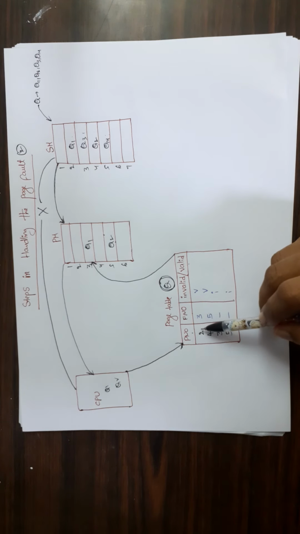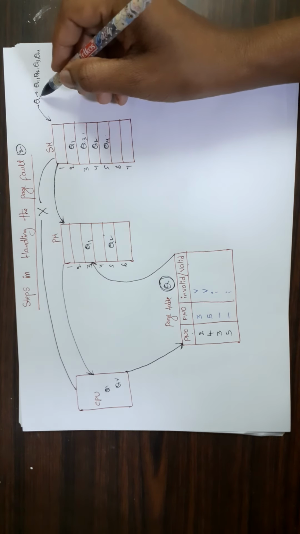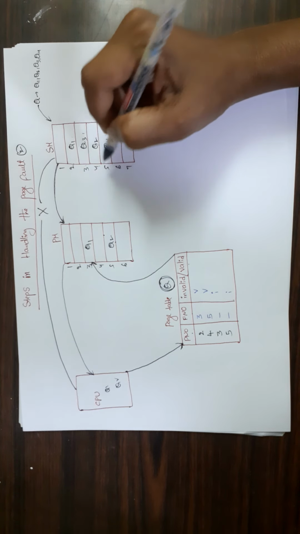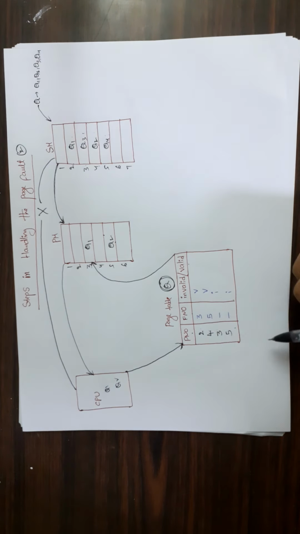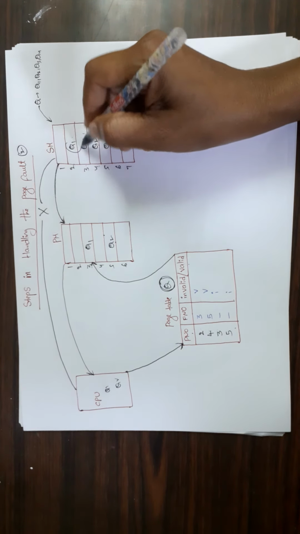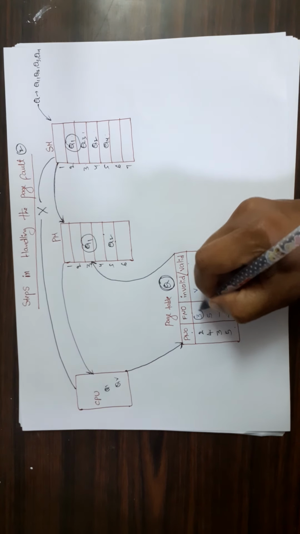So here, page number contains the page numbers of the process. This process is stored in page numbers 2, 4, 3, 5. And what is the frame number? Page number 2 data is Q1. So Q1 is stored in frame number 3. So here we should write 3.